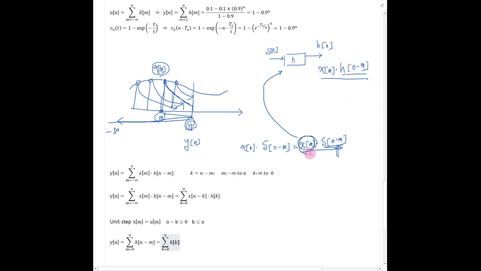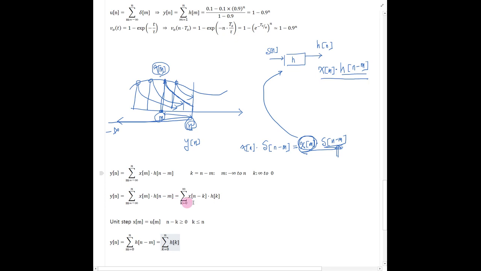So due to this x[m] input, the output will be x[m] times h[n minus m] as the scale factor, but m can take all the past history. So to figure out the output, we have to sum up all the history. The equation can be given this way. This equation is called convolution. So the convolution operation is the weighted sum of the past history.